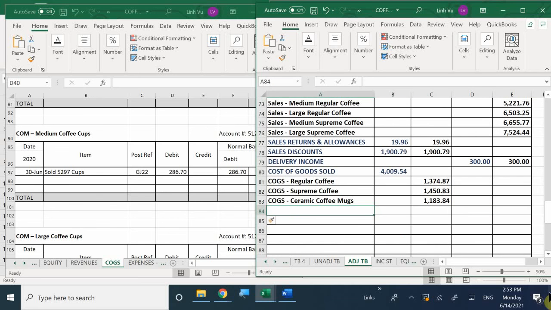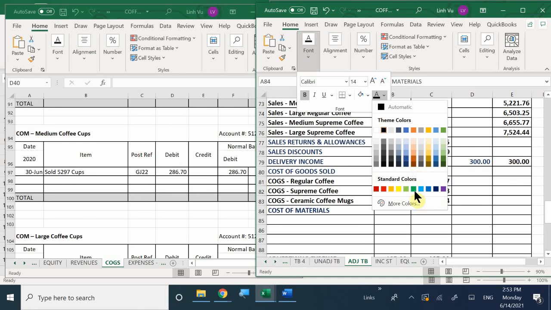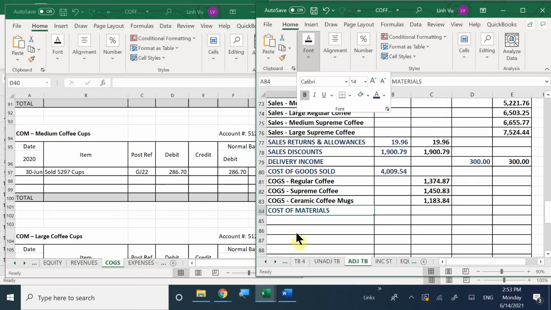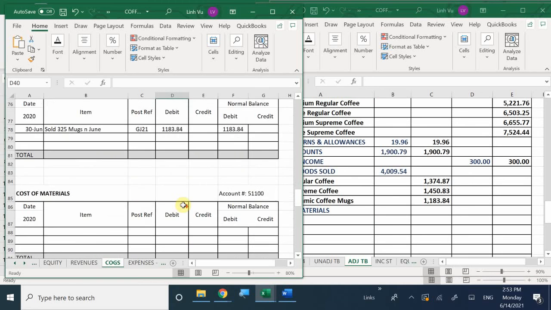Okay. So once again, this account is going to be cost of materials. Can you give me a second to get all 5 of the lines? Yep. Okay, so we got cost of materials, and we can go down one by one.